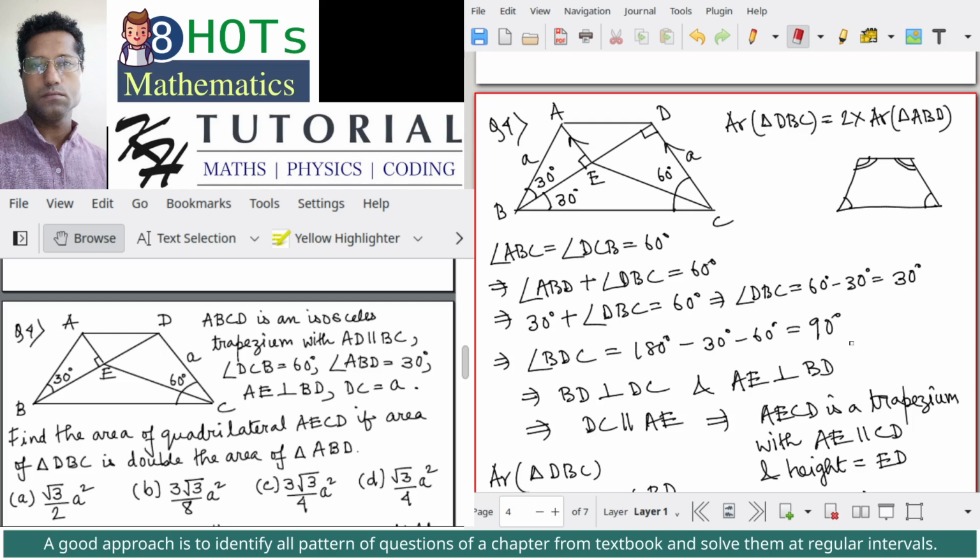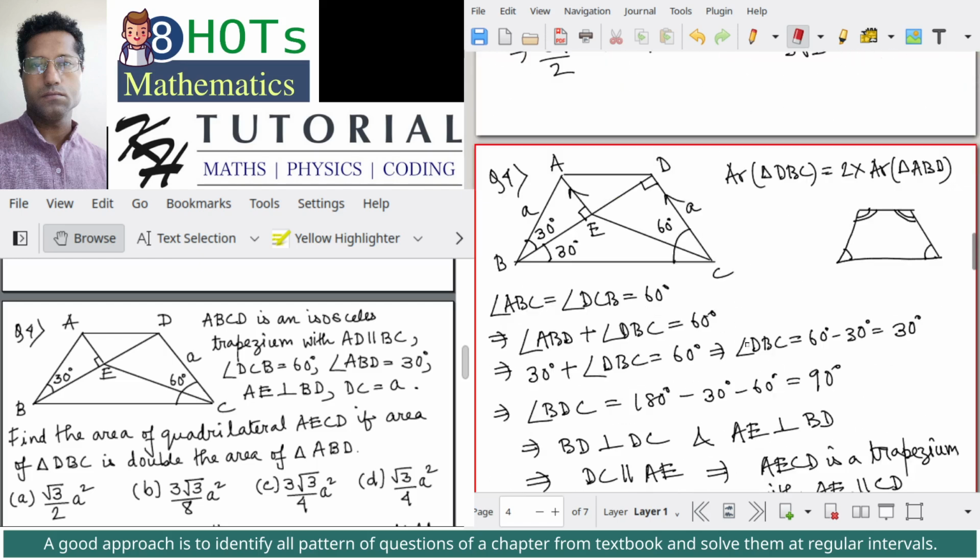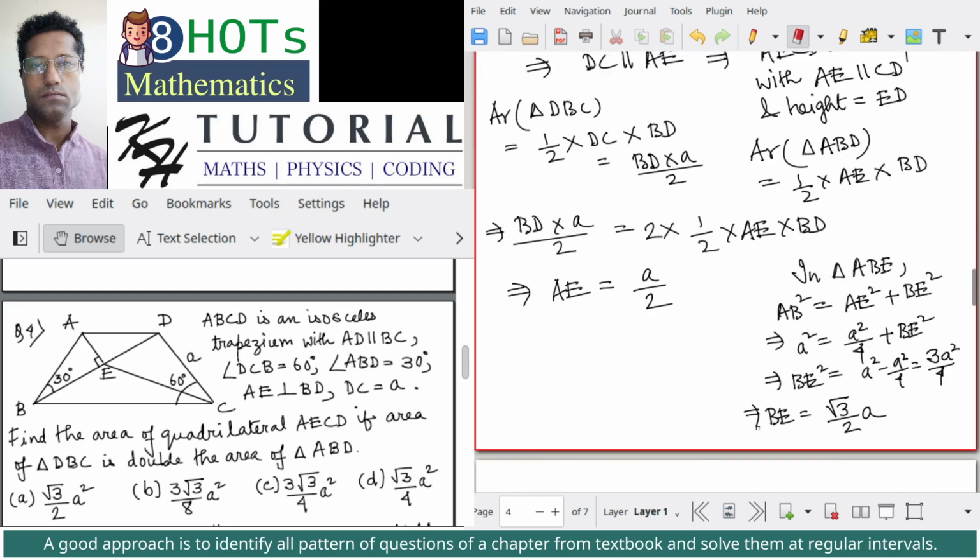No. I don't know, friend. I'm stuck. I don't know how to solve this problem. Maybe the problem is framed incorrectly. Maybe there is some data missing. I don't see any way how I can find BD. I need to find BD. If I can find BD, then I will know ED, because I've already found BE.